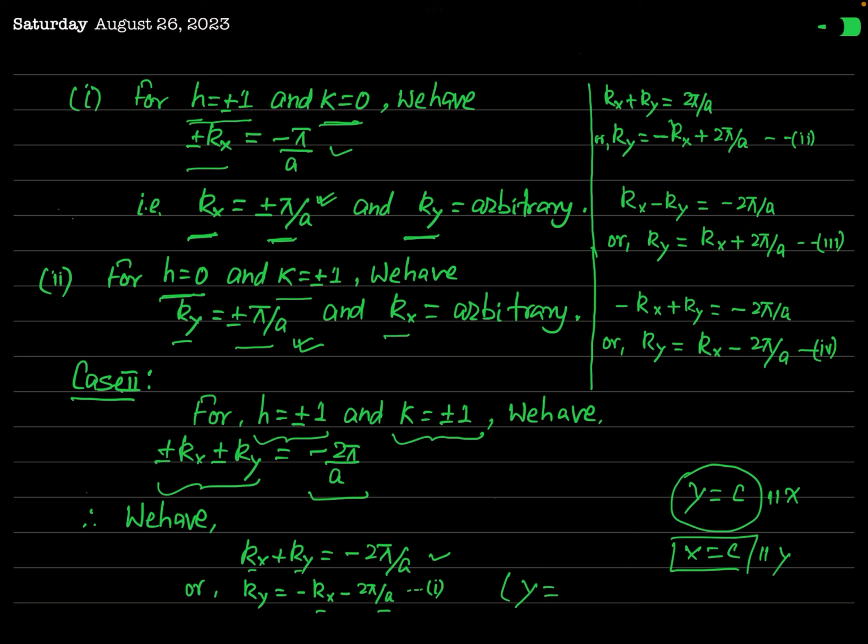And you can see this is the equation of a straight line in slope form. This equation is in the form y equal to mx plus c. Here m, which represents the slope of the straight line, is equal to minus 1. And so this will make an angle of 135 degrees to the positive x-axis, or you can say it will make an angle of 45 degrees with the negative x-axis. And the constant c is negative, so its intercept on the y-axis or kappa y axis will be on the negative side. Okay.